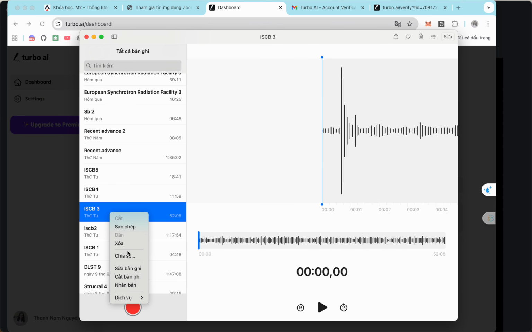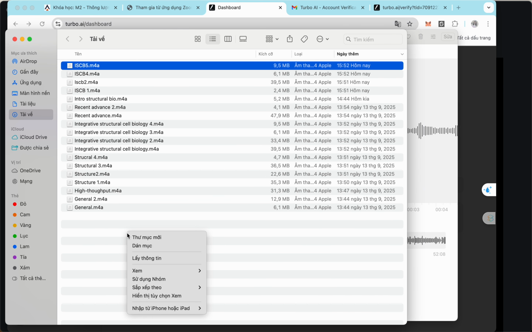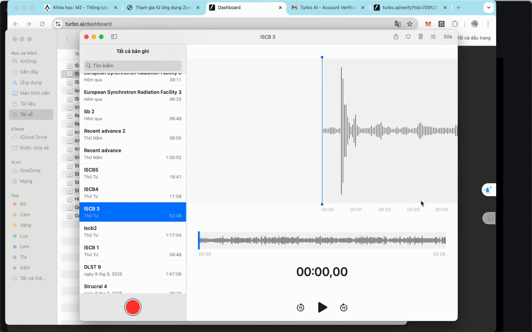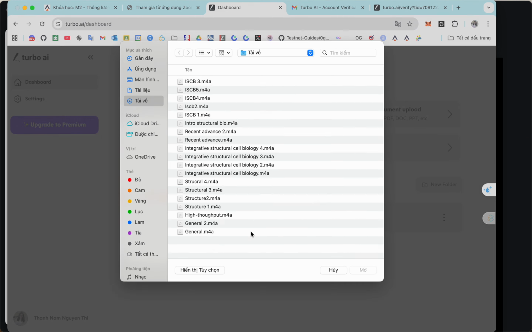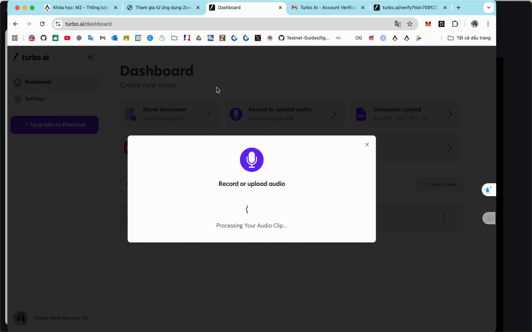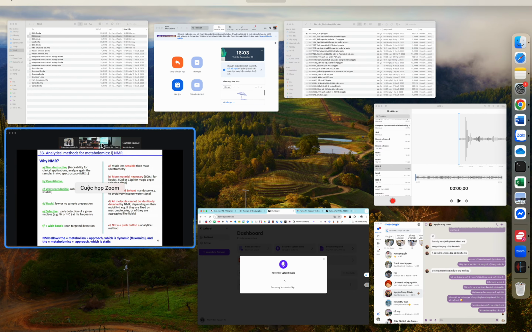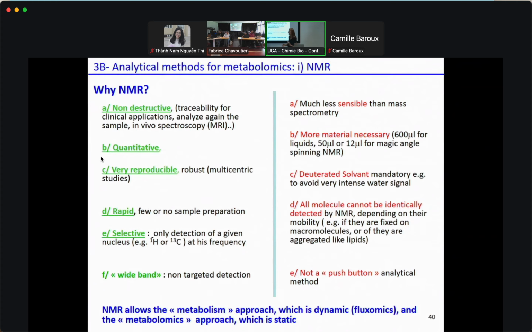quality of NMR. It is also very rapid, so there is no sample preparation. This means that you can take your blood sample, your urine sample, add a small part of buffer, and you can analyze your sample directly. So in 20 minutes, you have analyzed the sample, collected the spectra, quantified the spectra. This is an important quality of NMR.